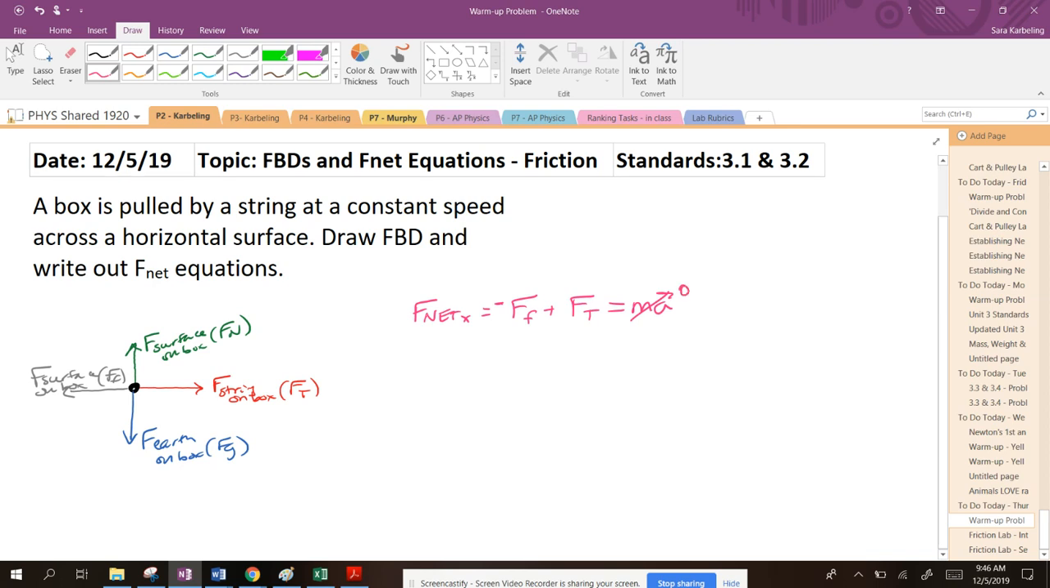I'm going to give you 30 seconds to write down that F net equation in the Y if you haven't already. If you have, check with your table mates. I want it to be loud physics talk right now. Go.